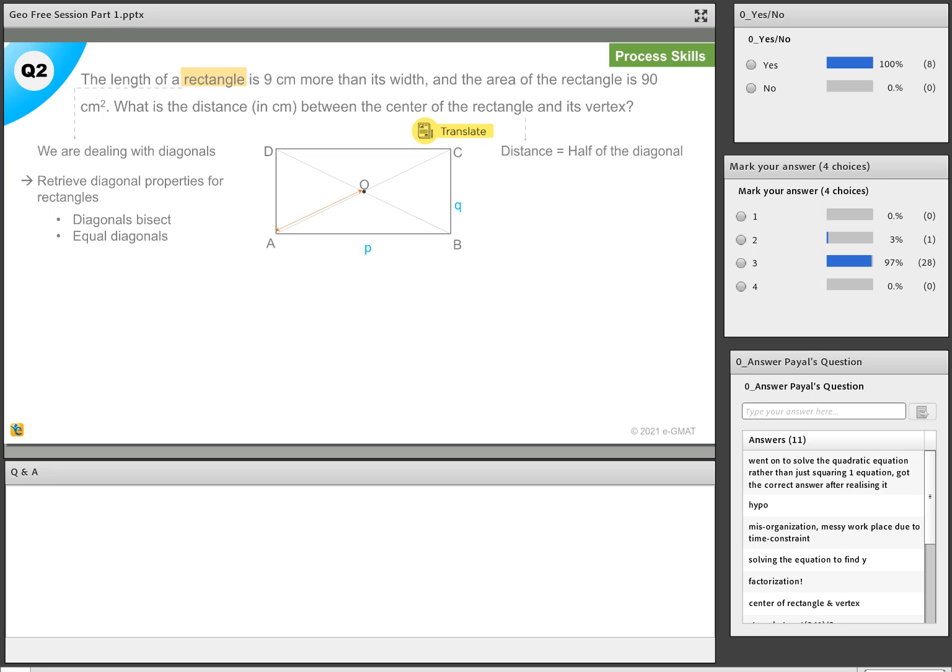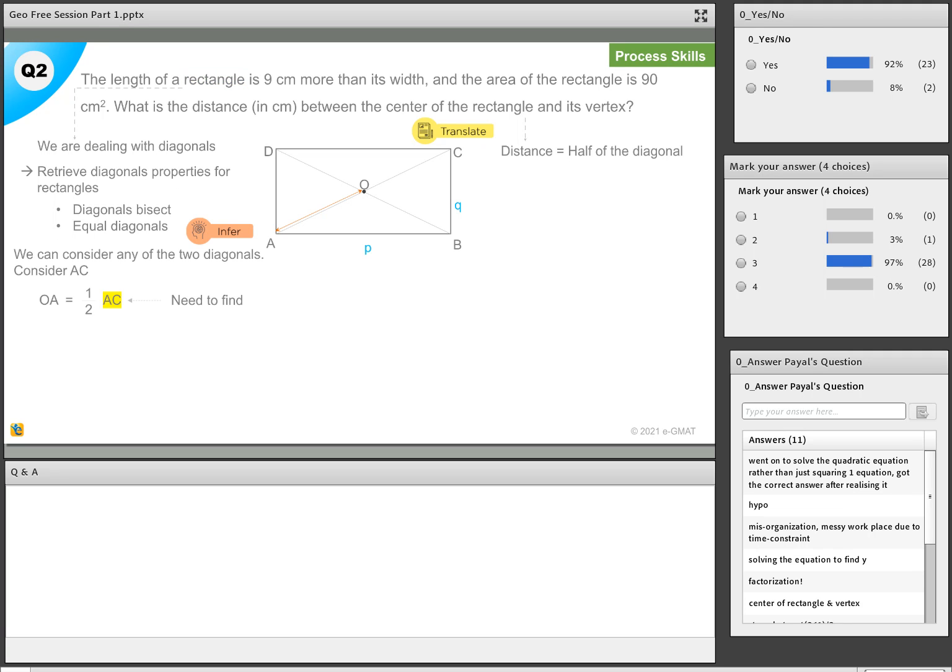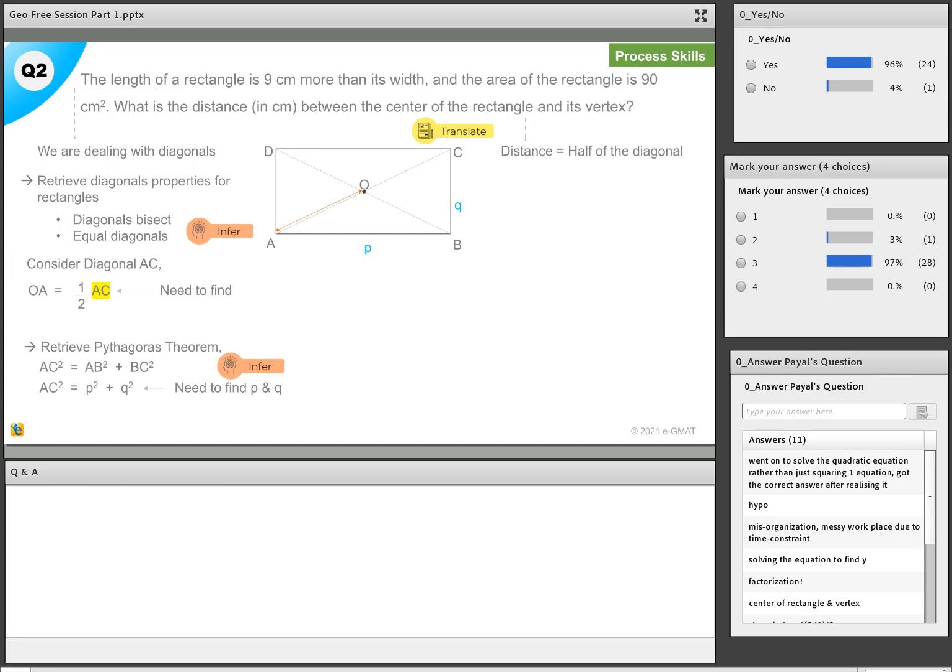Obviously, if you weren't able to figure out that the distance is half of the diagonal, then you wouldn't have been able to move further. But if you were able to figure that out, were you able to retrieve the concept? You can see those of you who were able to figure out that you're dealing with diagonals were able to retrieve the concept, and that's really good. Now, because the diagonals are equal, you can consider any one of the two diagonals. In this one, we are considering diagonal AC. OA is what you need, which is equal to half of AC, which means we need to calculate AC. Now we retrieved our Pythagoras theorem, and then we figure out that what we need is P and Q.